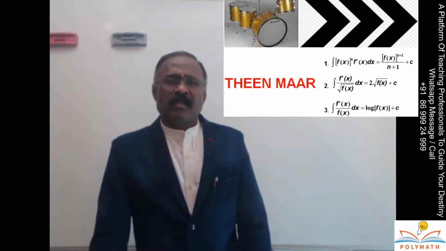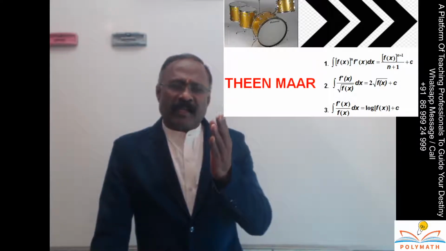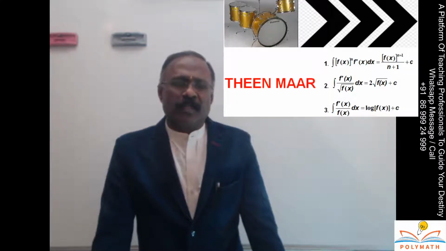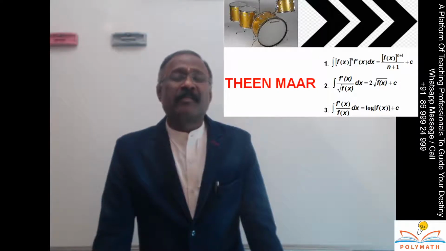It is very much derived from the integral of x power n dx, which is x power n plus 1 by n plus 1. How? Let f of x equal t. Then f dash x dx is equal to dt, and thereby it takes the form of integral of t power n dt, which is nothing but t power n plus 1 by n plus 1.